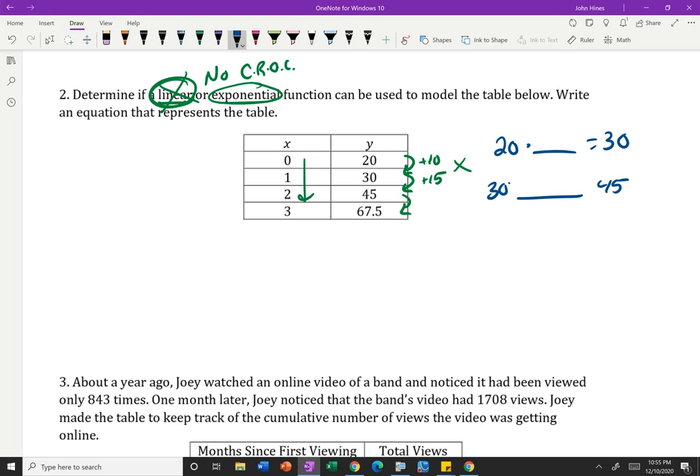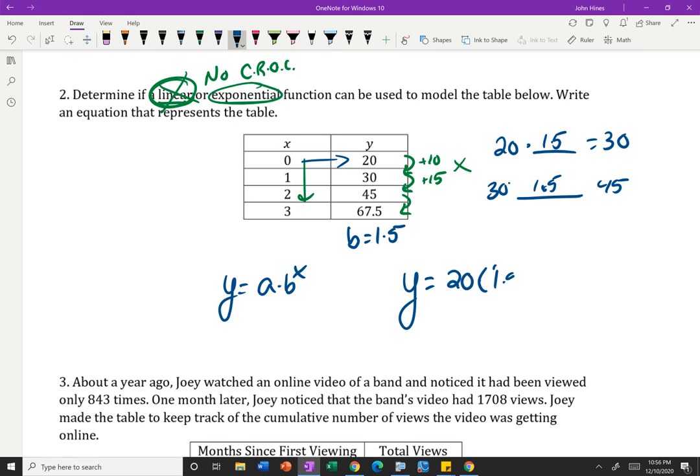Well, instead of subtracting, we're going to divide to figure out what that common factor is. Well, 20 times what is 30? Well, it's 1.5. 30 times 1.5 is 45. So my multiplier, my b value is 1.5. I keep repeatedly multiplying by 1.5. So y equals a times b to the x. So what represents this table? Y equals 20, my starting amount, times 1.5 raised to the x power. And that right there is my equation for this table.